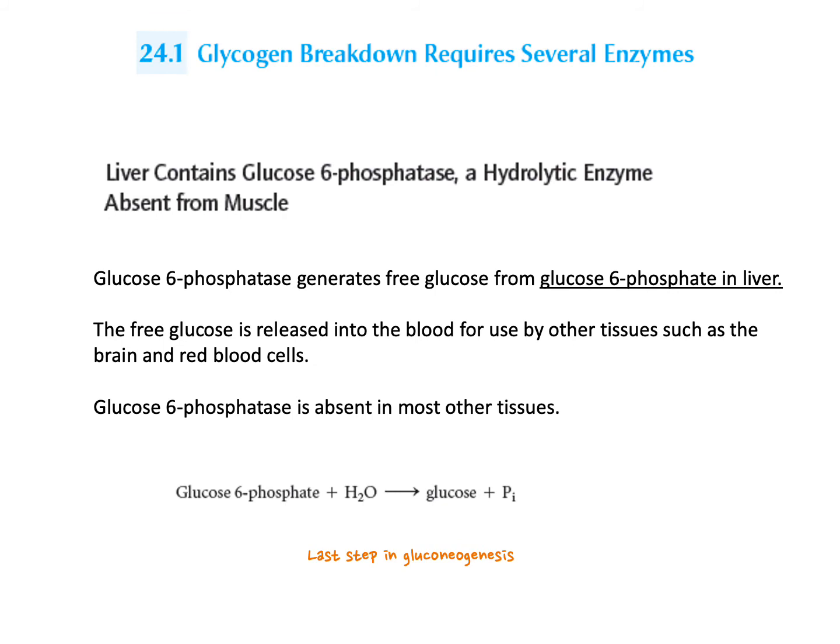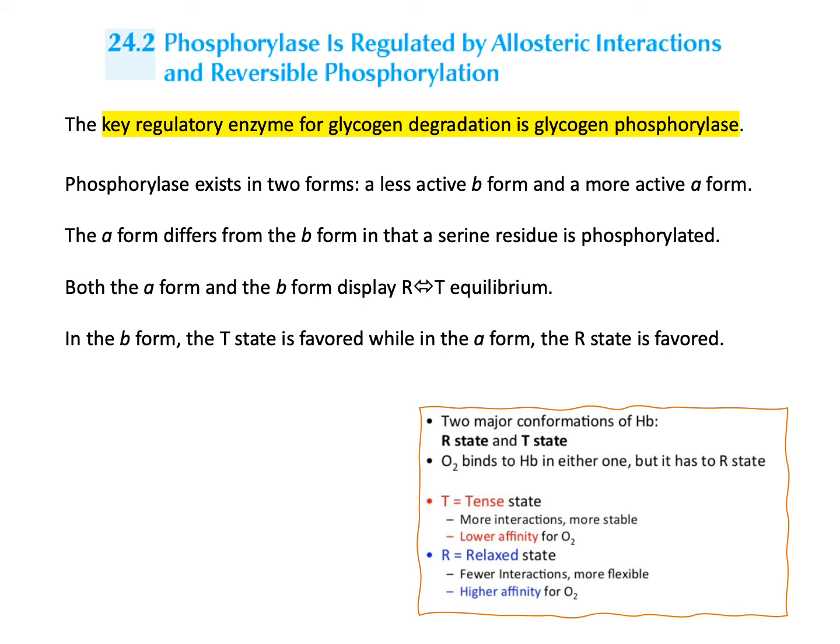Glucose-6-phosphate, catalyzed by the glucose-6-phosphatase enzyme, will produce glucose plus orthophosphate. That's the last step in gluconeogenesis. Phosphorylase is regulated by allosteric interactions and reversible phosphorylation. The key regulatory enzyme for glycogen degradation is glycogen phosphorylase.